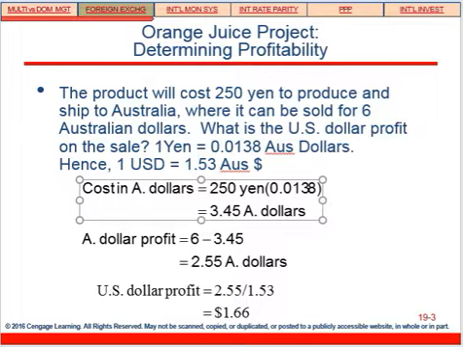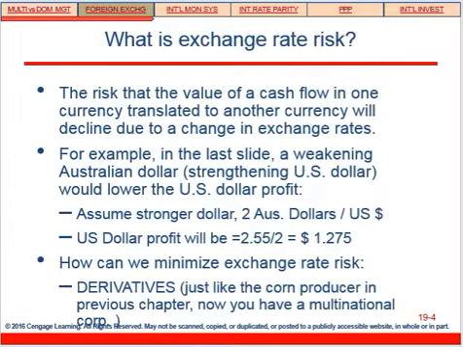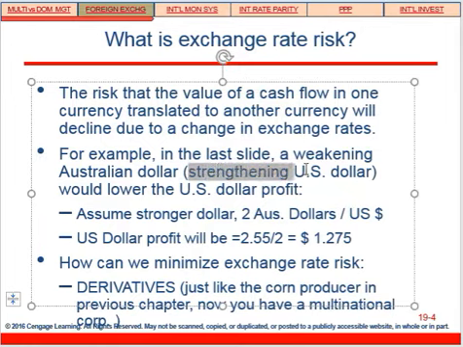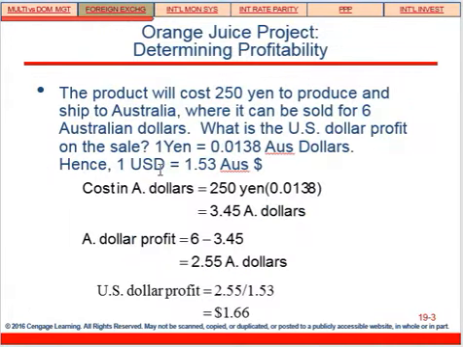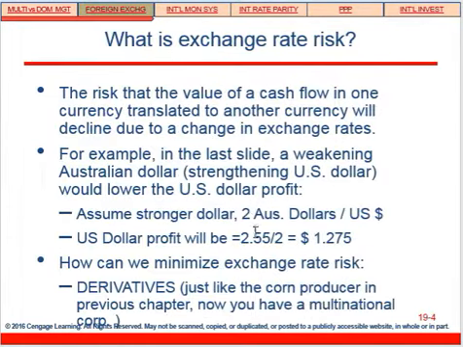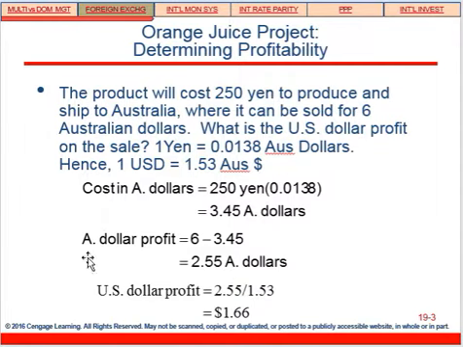Now it's again a US operation. It's a multinational operation. We are based in the US. We are manufacturing in Japan and selling in Australia. Let's see what happens when the exchange rate changes. For example, in this particular case, let's take a look at strengthening US dollar. Strengthening US dollar means US dollar will buy more Australian dollars. So in this case, a stronger US dollar, USD, is 2 Australian dollars compared to 1.53 right here.